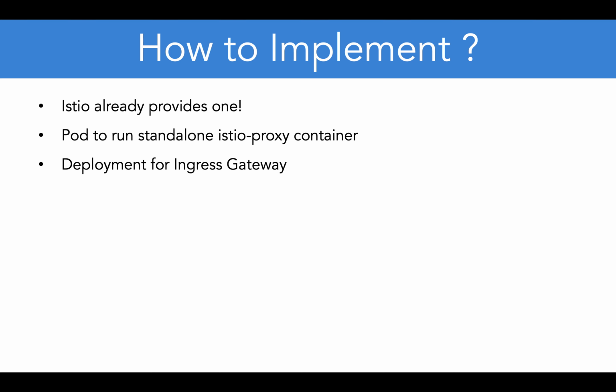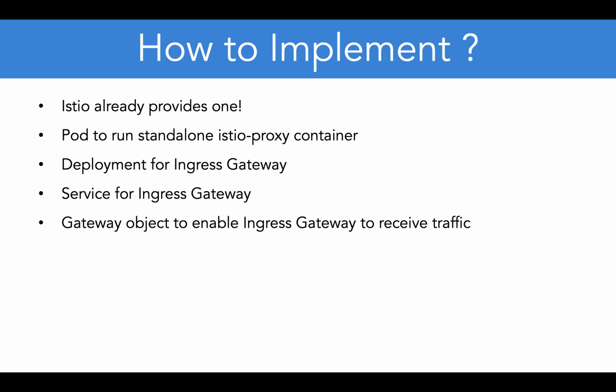Then we have a deployment for the ingress gateway, which is running this pod, and then we have a service for the ingress gateway to connect to the proxy. Otherwise, how do you connect? Now then we have to create something called a gateway object. So currently the Istio ingress and egress gateway that we have seen are running there, but they are of no use. So we have to create something called a gateway object, which will enable the ingress gateway to do the work it is supposed to do.